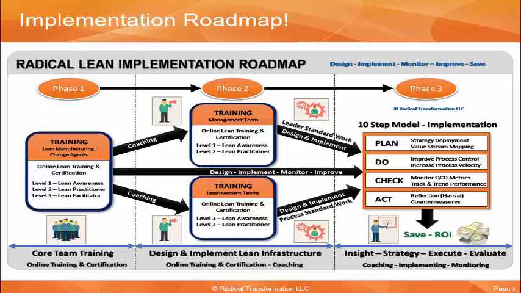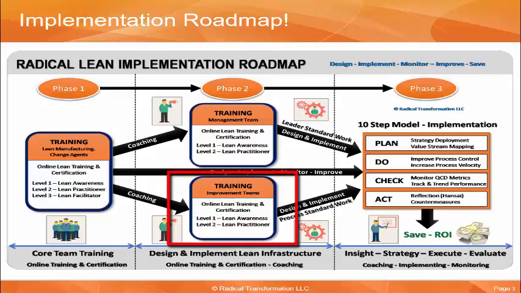Now, once they've been trained, we move into phase 2, and what happens is they become the coaches for the management team and also for the improvement teams as we start to integrate them into the improvement process. Now, the management teams don't necessarily need to go through all of the training, but some of them may go through lean awareness, level 1. Some of them may go through level 2. Very few of them are going to go into the level 3 lean facilitator training because they probably don't need that level of detail or expertise. They just need to understand the terminology and really how the tools fit together.